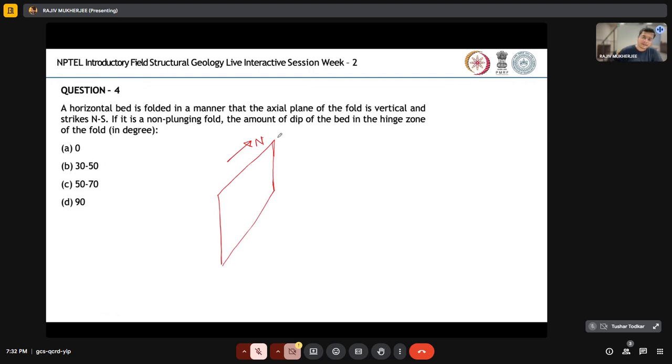Now, if this is the strike, and if I mark the fold axis on this plane, provided that the fold is non-plunging, therefore the strike and the fold axis have to be parallel, right? So this is how the fold axis should look. It is exactly parallel to the strike line.